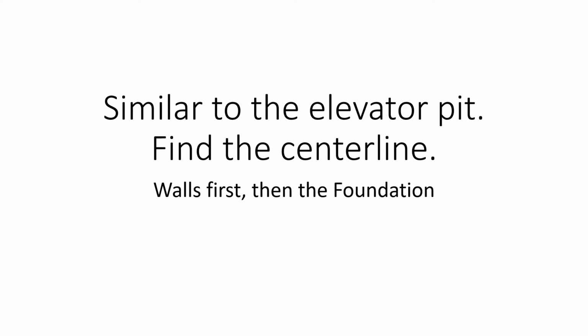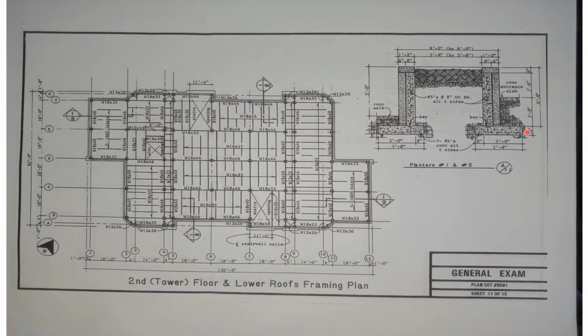Okay, now we're going to work this one similar to the way we did the elevator pit. The easiest way to do it is to find the center line of your components. We're going to find the center line of the wall, and then we're going to find the center line of the foundation, and that's the best way to do the calculations. So we go do the walls first. Okay, so here we go. We've got the concrete we're looking for in the walls. So what we want to do is we want to get that linear feet of wall. So let's find the center line.